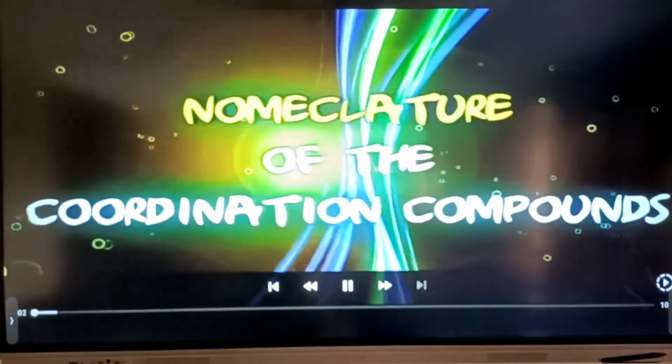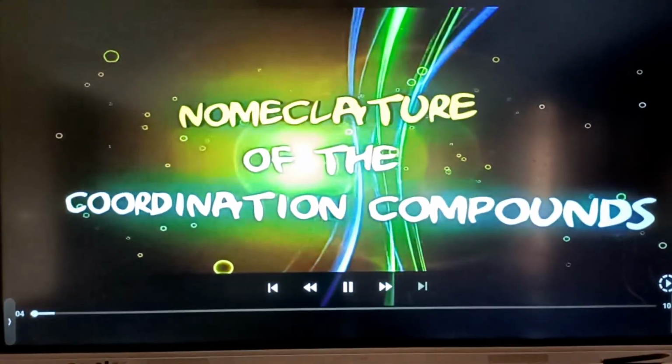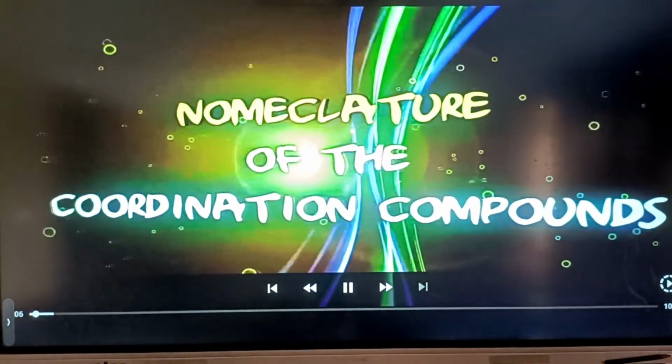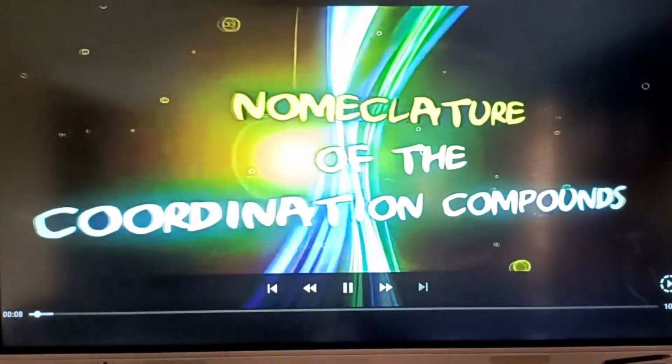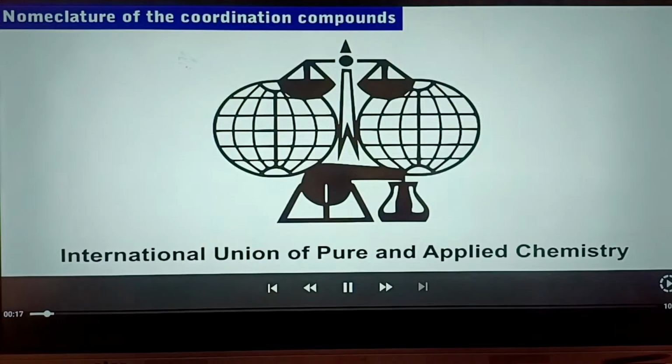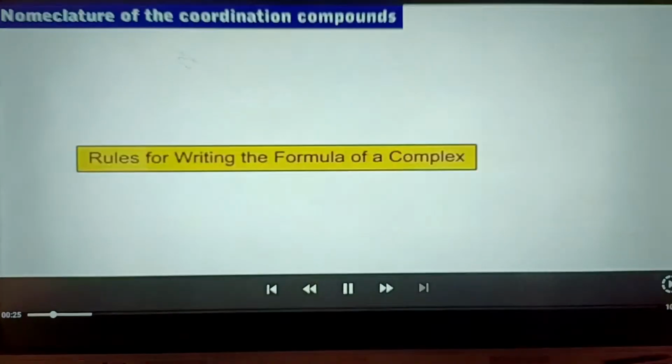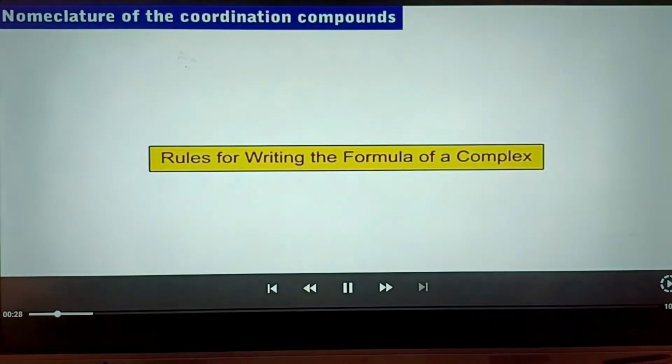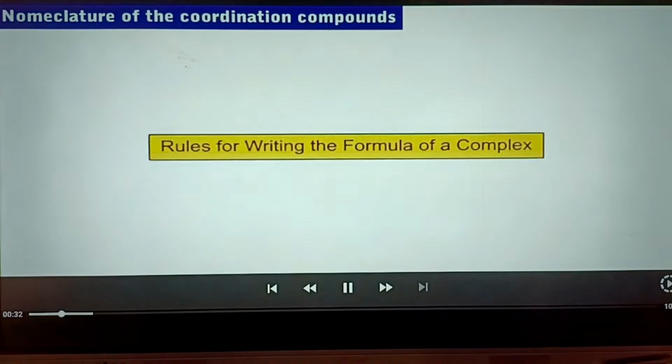In this module, we will be studying about the nomenclature of the coordination compounds. The names and formulae of coordination compounds are written by employing the rules published by the International Union of Pure and Applied Chemistry, or IUPAC in short. Let's look at the rules framed by IUPAC for writing the formula of a complex.